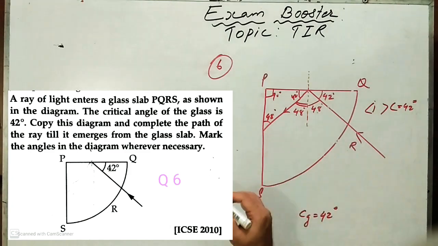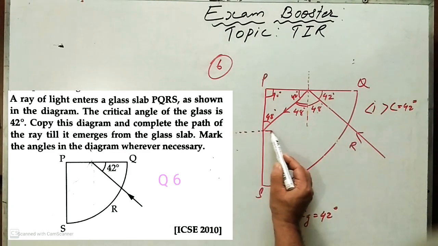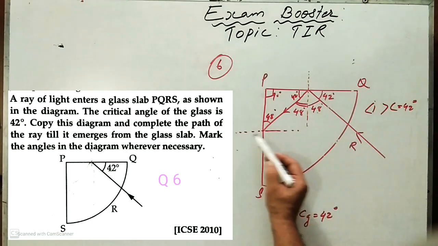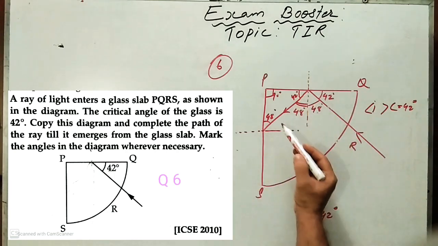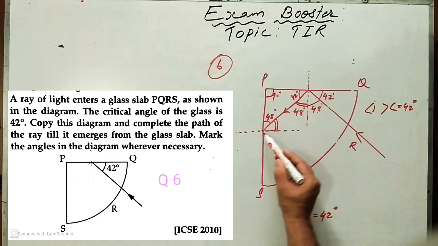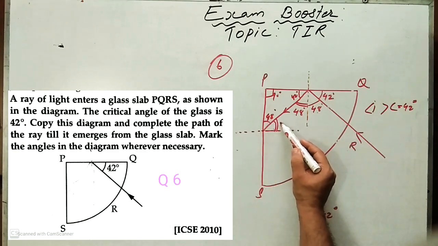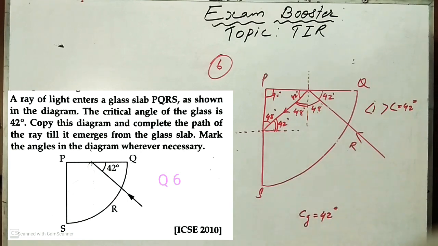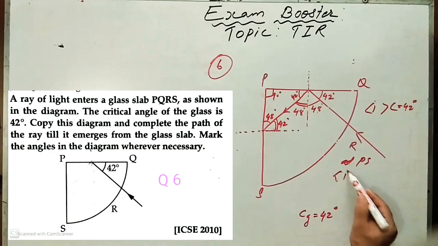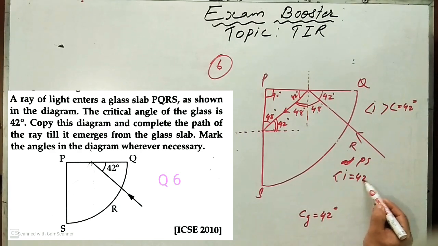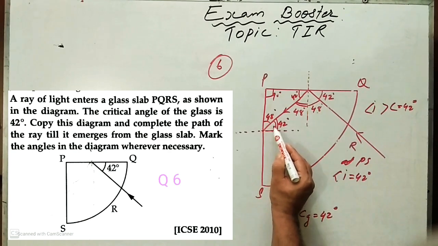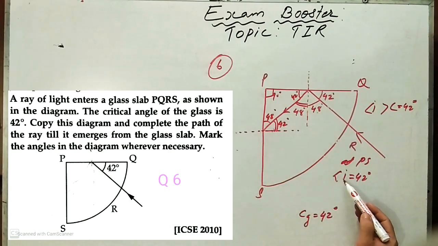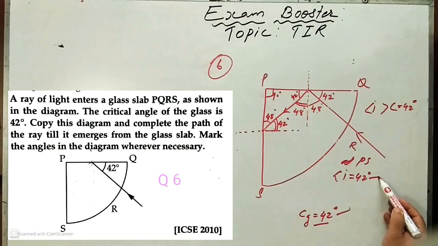So what is the angle of incidence here? Do one very simple thing. Draw a normal at the point of incidence of this ray. And what is the angle of incidence here? 90 minus 48, the remaining angle we get as 42 degrees. So at the surface PS, the angle of incidence is equal to 42 degrees, not 48 degrees, the angle between the normal and the incident ray. So the angle of incidence is equal to the critical angle.